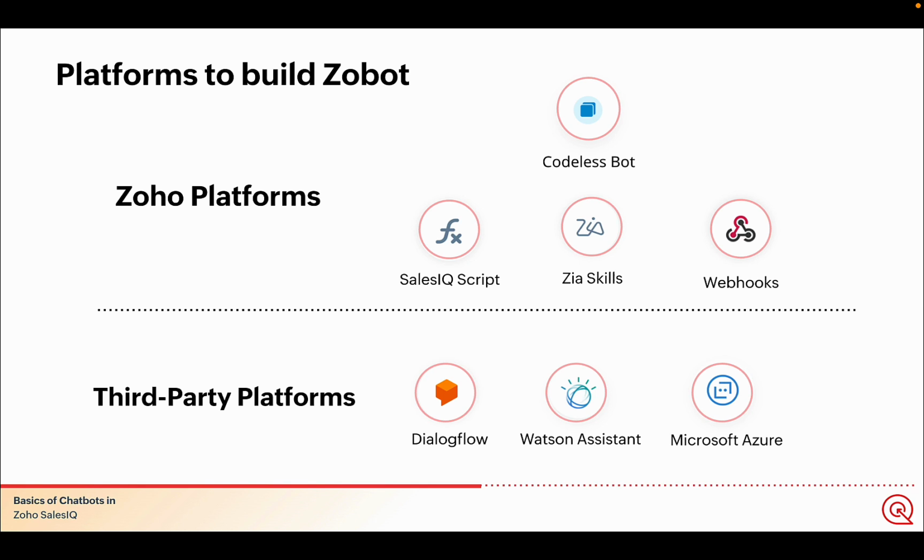We also have Zia Skills, which is AI-driven, where you can build and train your Zobot. And if you wish to connect your Zobot to your internal services, you can use webhooks. Finally, we have third-party integration platforms, such as Dialogflow, Azure from Microsoft, and Watson Assistant from IBM, where you can integrate your bot easily with those services.